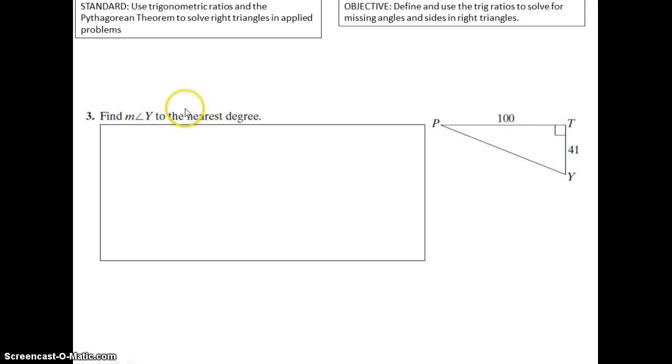The last question, we want to find the measure of angle y right here to the nearest degree. So our tangent is 100 over 41. Set it up like that, and then use the arctangent function. So 100 over 48 times this, the arctangent function, comes out to 68. So the measure of angle y is 68 degrees.